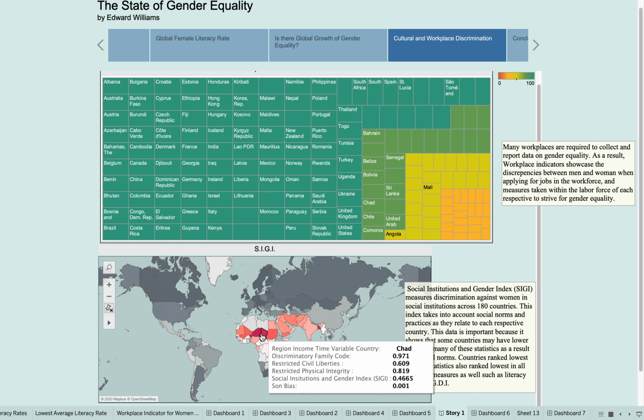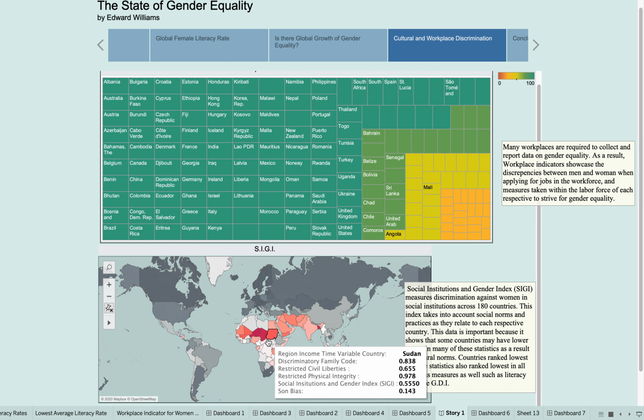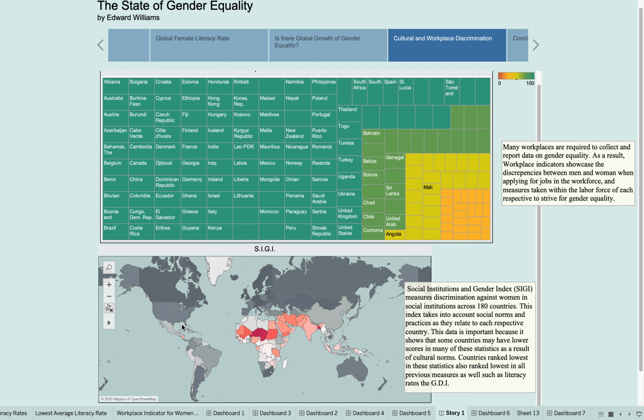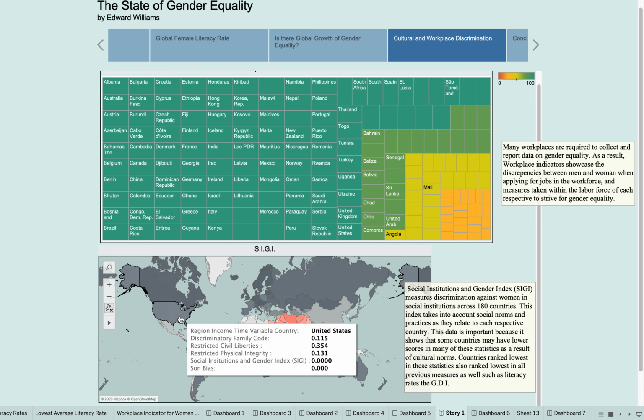Also, a very pertinent issue that's actually very common around the world is that restricted physical integrity is an issue that a lot of countries have problems with. Even the United States has measures within this index in the restricted physical integrity category. The overall goal is to have a score of 0, but the United States doesn't, which means that a lot of women are facing issues of sexual assault and rape, and these are pertinent issues that we still have to face even in our own society.